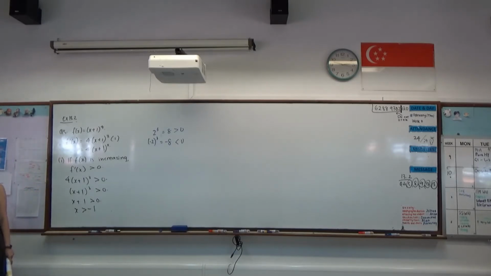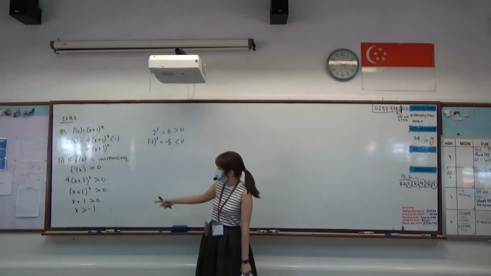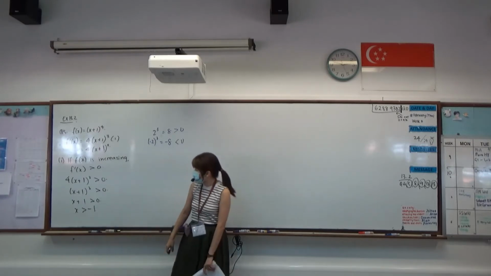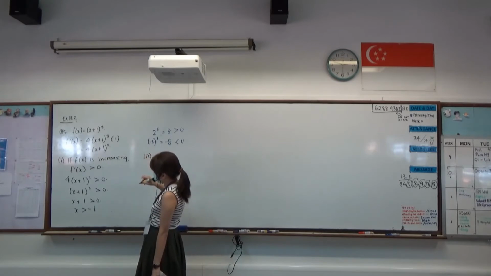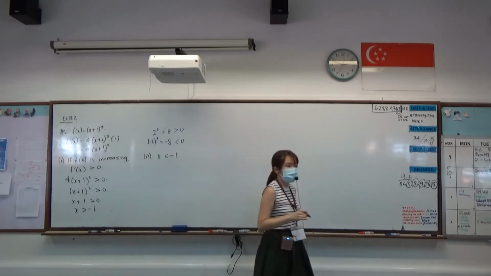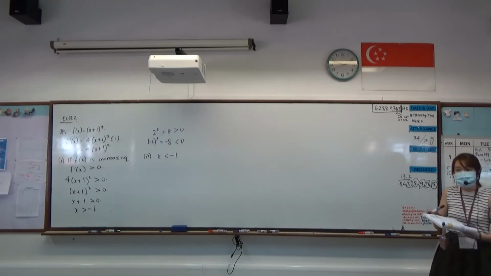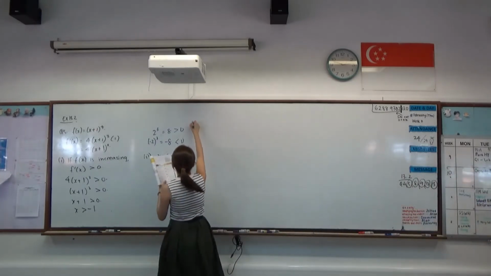Okay? So we just do the similar thing when it comes to decreasing, whereby the inequality here is negative. And then that means that for conclusion, in order to be decreasing, x will have to be less than negative 1. Okay? So that should be the answer for part 2. Any questions? Alright. Next, question 8.